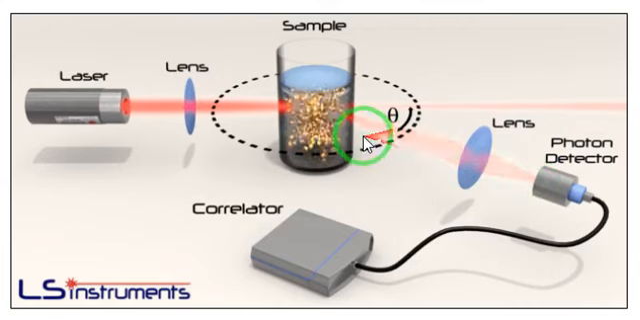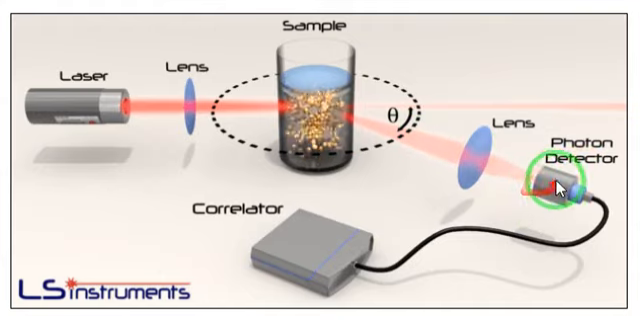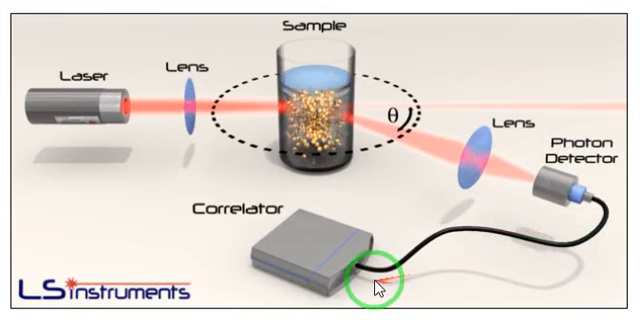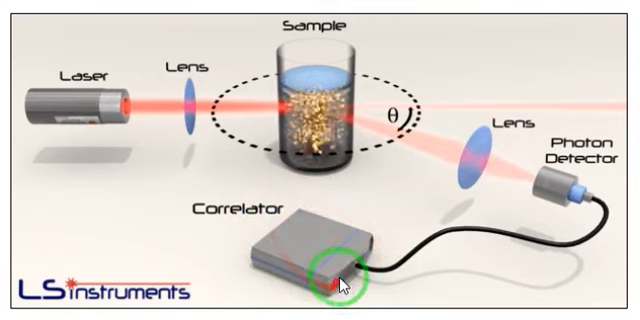Okay, you see here that after reaching the detector, the information about the intensity of the light is sent through this cable into this correlator. But what is this correlator? What is its role and what is it going to do? Okay, this is a machine that is going to decode the information about the size of the particles.